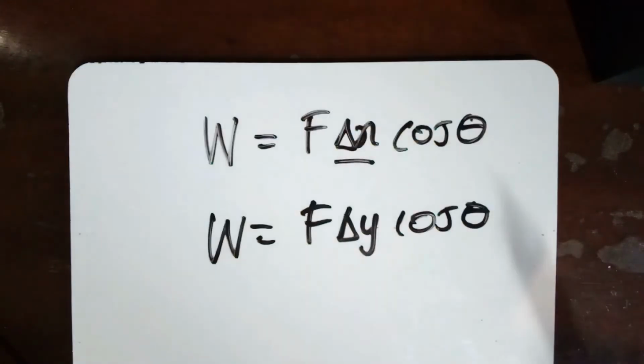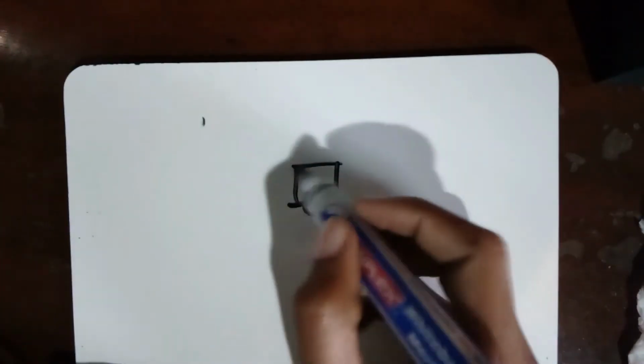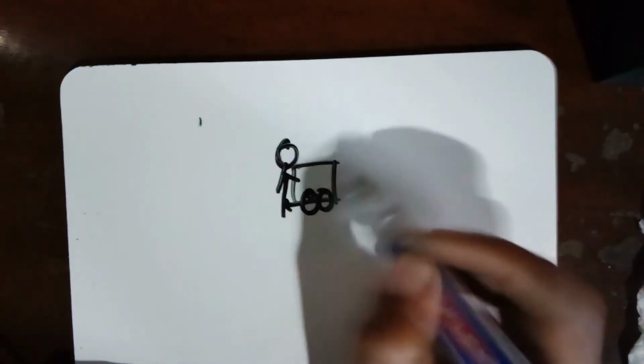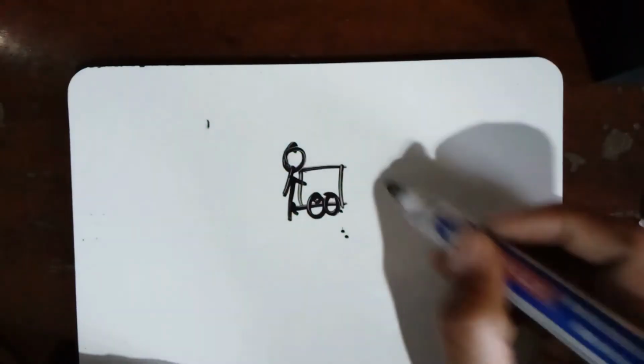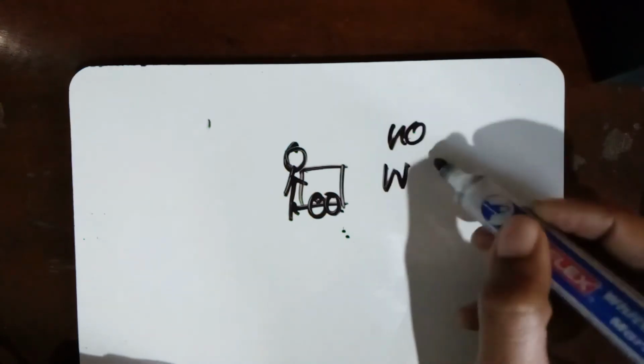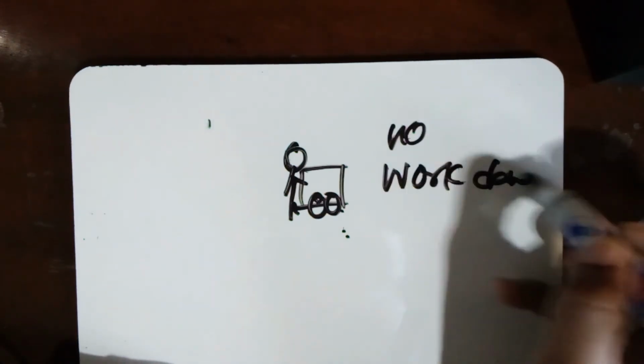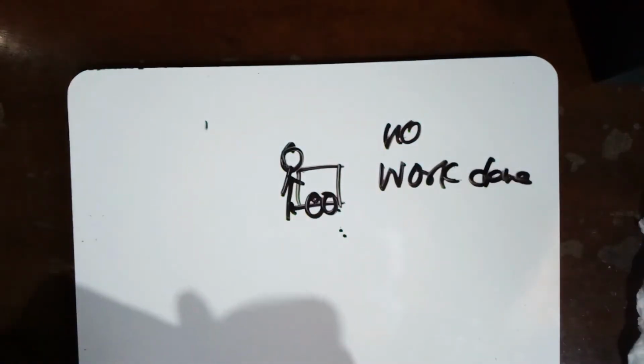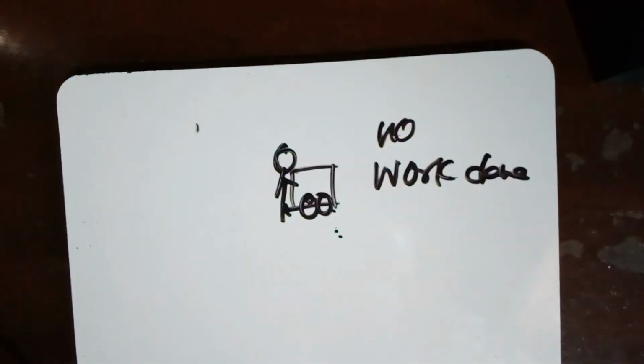So now remember, for work to be done, there has to be a displacement. So if you are here and you're pushing your car, this is you trying to push this car forward and it's not moving, then we say no work has been done. No work done. So for work to be done, there actually has to be a displacement.